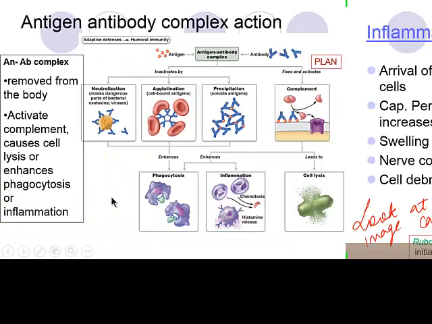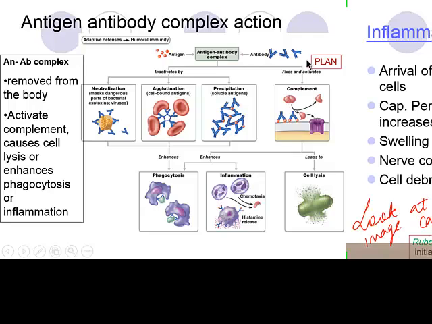So here, once in humoral response, once an antigen combines with an antibody, you get an antigen-antibody complex that is formed, and the antigen-antibody complex is removed from the body. Antigen-antibody complex is not a cell. It is like proteins which are stuck to each other. They need to be removed from the body. And this is done in a variety of ways, and we call this plan.